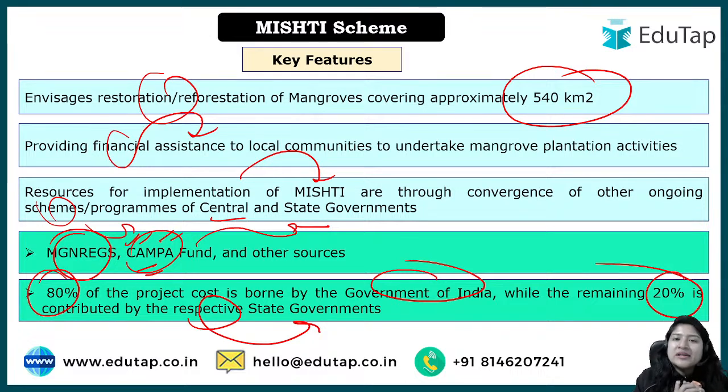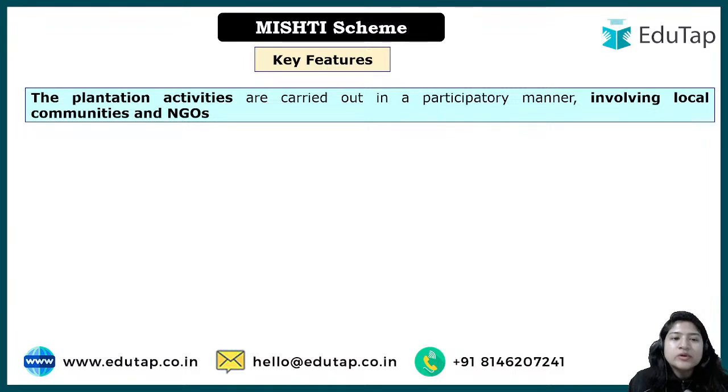For buying the saplings, money is required. For planting it, if you are engaging laborers, they would require money, right? So there are some expenses that will be there if this project has to be run. So 80% will be borne by the central government and 20% will be borne by the state government. Okay. Apart from that, what else will be done?